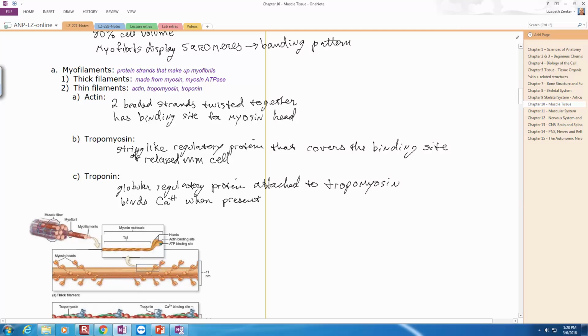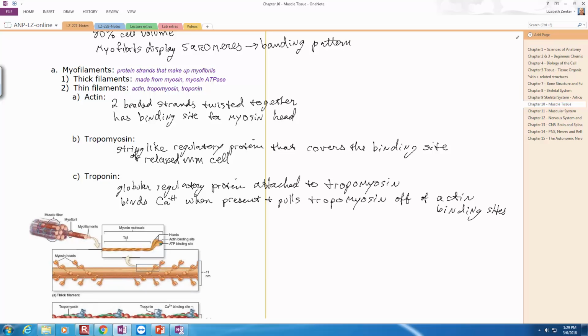So that implies calcium's not always there, but when it is there, it will bind it and pulls tropomyosin off or away from the actin, off of the actin binding sites. So on actin, you have a spot that myosin can attach to. That's a binding site. And if calcium is available, calcium will attach to troponin.